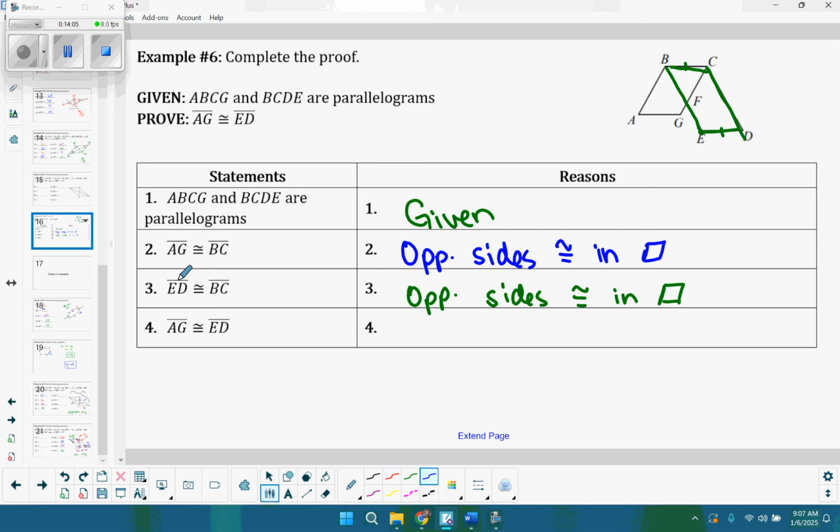So my last step is I say that segment AG is congruent to segment ED. This bottom one here is congruent to this bottom one here. So they're not in the same shape. So I'm going to look at my proof, and I saw AG here, and I saw ED here, and they're linked together by the common segment BC. So when we're linking together, we're using the transitive property. And that is the end of section 7.2.